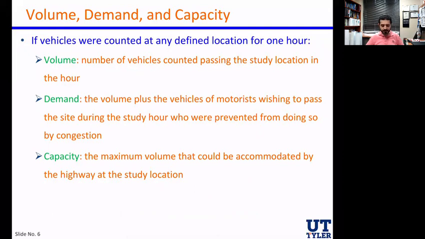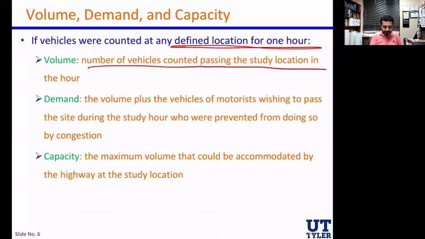So if the vehicles were counted at any defined location in 1 hour, let's say again, I'm a traffic engineer, I want to count all these vehicles going through a certain location for a certain hour. The volume from that perspective would be the number of vehicles counted passing the study location in that hour, the actual number. If you stay at a certain intersection or a stretch in a highway, the volume is basically how many you are going to see while you're there for 1 full hour.